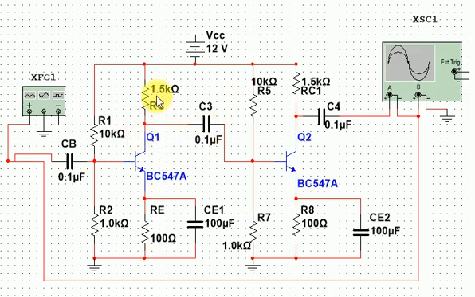Since there is a resistor in the collector here and a coupling capacitor connecting the two stages, this amplifier is called an RC coupled amplifier. Now let's see how this circuit works.